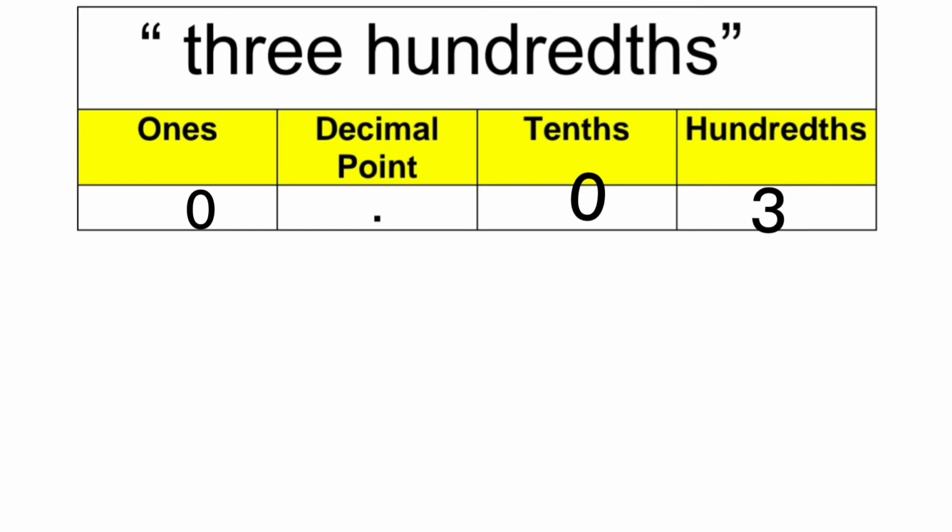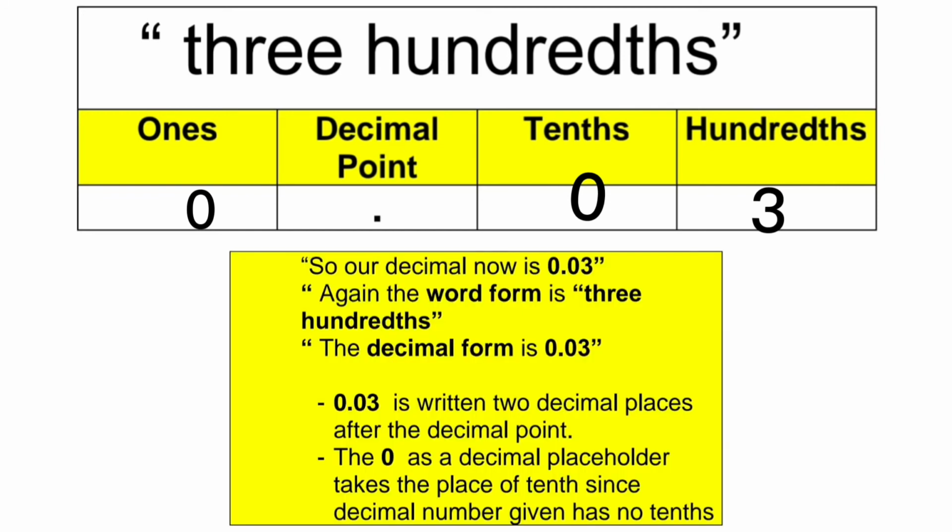It is 0.300. Okay, correct. Again, the word form is 300s and the decimal form is 0.03. So 0.03 is written two decimal places after the decimal point. The 0 as a decimal placeholder takes the place of tenths since the decimal number given has no tenths.